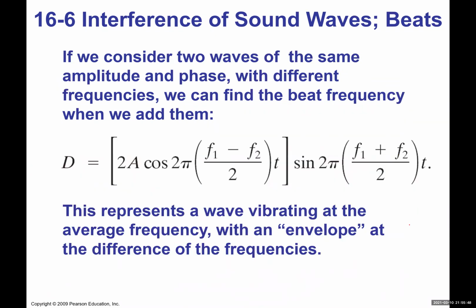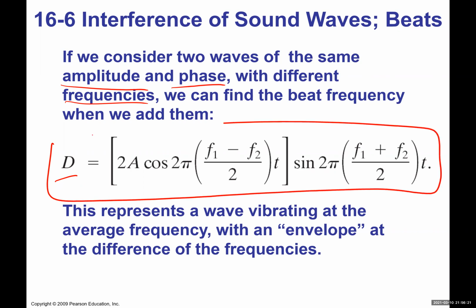Okay. Now, for the interference of two waves, again, if we consider two waves moving in the same direction with the same amplitude and same phase, but with different frequencies, we can find the beat frequency by adding those two waves together, right? So A sine (kx minus omega t plus phi) for one, and exactly the same thing for the second one, add together, and then this is the equation for the beat frequency.